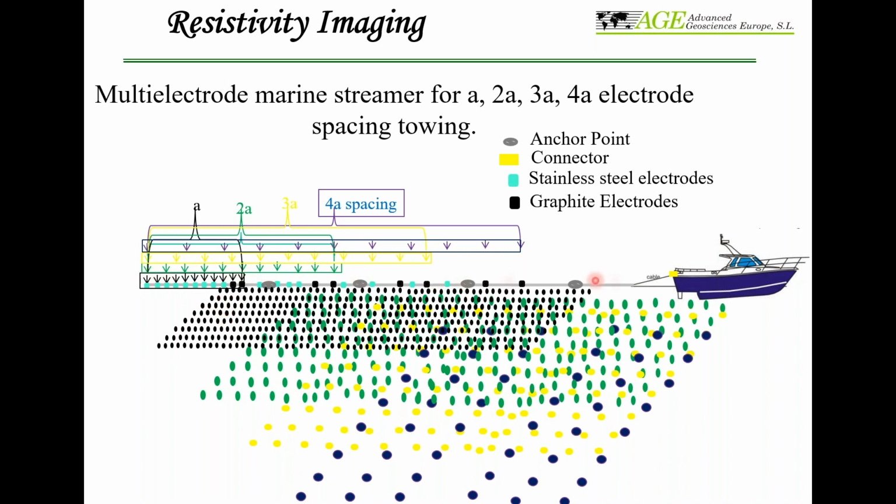So in this multi-streamer, generally we put graphite electrodes where the current injection will be. The rest of them will be stainless steel electrodes. That will be cheaper. But if you put everything in graphite, it will be a little bit more costly, nothing else. But it can be used for any combination.